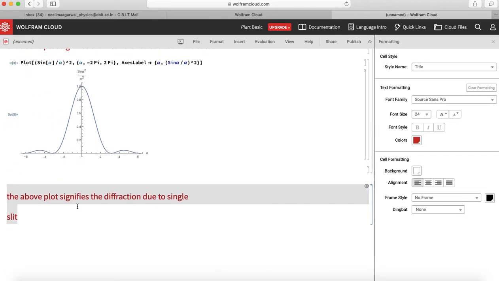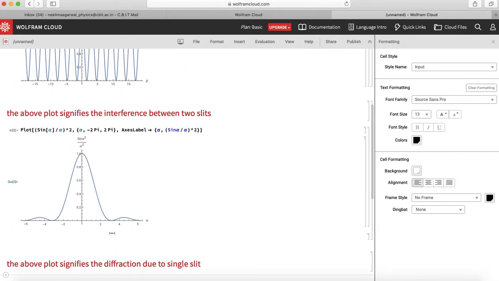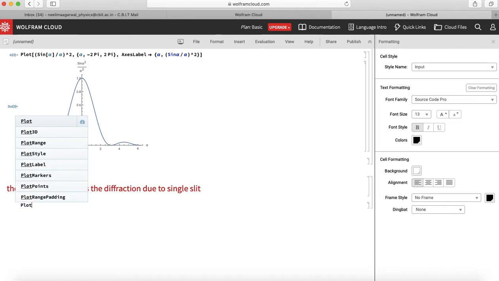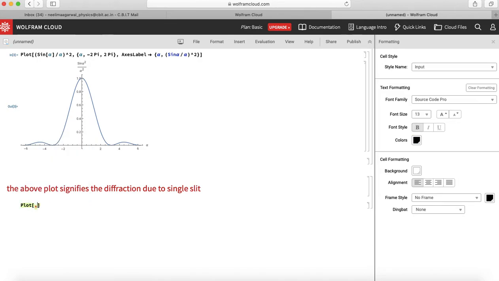Okay, now if I plot both the terms, then what do I get? Okay, let us see. Plot. So that would signify the diffraction pattern due to double slit. So here the combination is sin square alpha by alpha square cos square beta. I would also like to plot sin square alpha by alpha whole square separately.